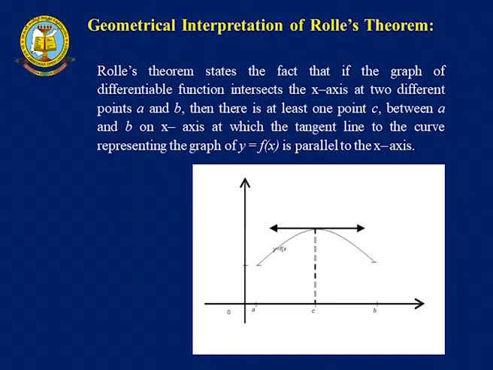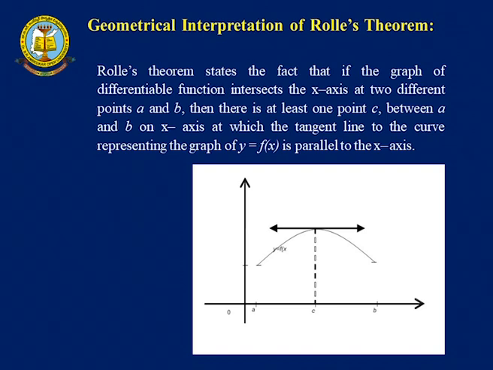and there exists one element in between a comma b, and the derivative of the function at the point c, f dash of c equal to 0, and the tangent line to the curve is parallel to the x axis. So, this is the geometrical interpretation of Rolle's theorem. So, let us see the graph. This is the graph.